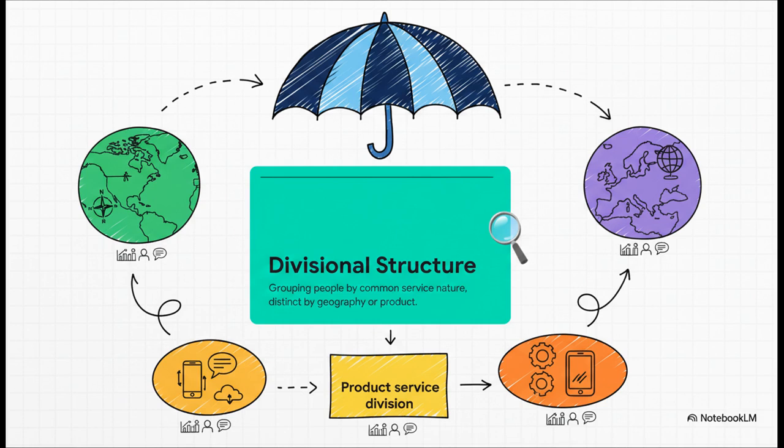Basically, it groups talent based on the common nature of the service they provide, which is usually distinguished by geography or specific product lines. Under this model, the divisions are fundamentally distinct. They operate with their own dedicated departments, effectively functioning as highly specialized mini-companies living under one massive corporate umbrella. What is absolutely critical to understand here is the operational isolation. Each division is built to stand on its own two feet to carry out its specific activities.